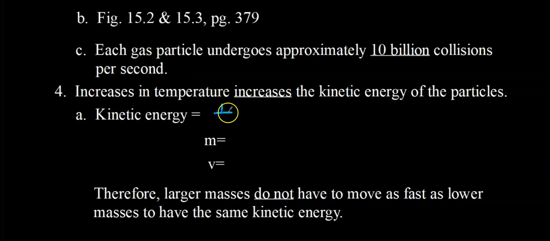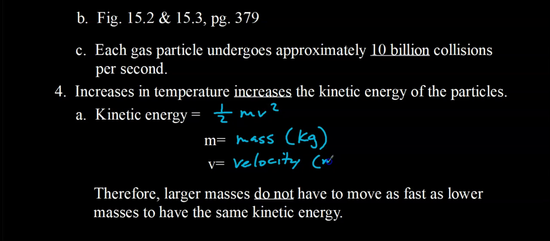Remember, kinetic energy can be calculated using this equation, 1/2 mv squared, where m is the mass of the object that is moving. Technically, it's in kilograms. V is the velocity or speed of the particles. That is in meters per second. So we won't use this equation to do any calculations, but it's helpful to see how kinetic energy is determined. So mass affects kinetic energy, the mass of the particles that are moving or the mass of the object, as does velocity.